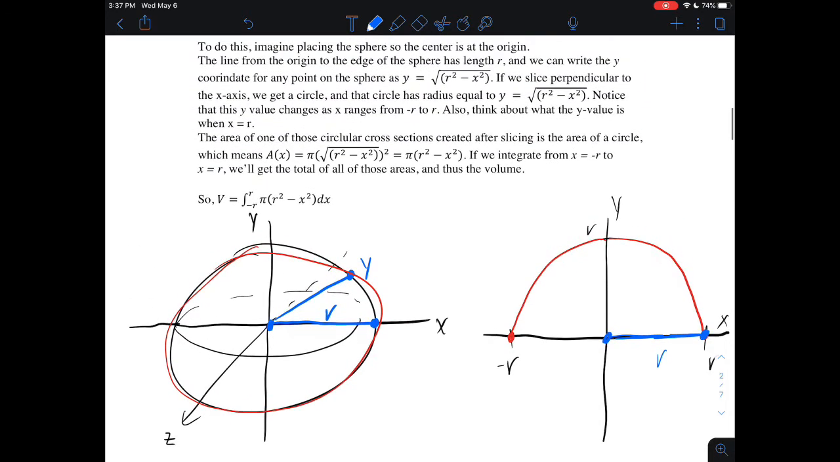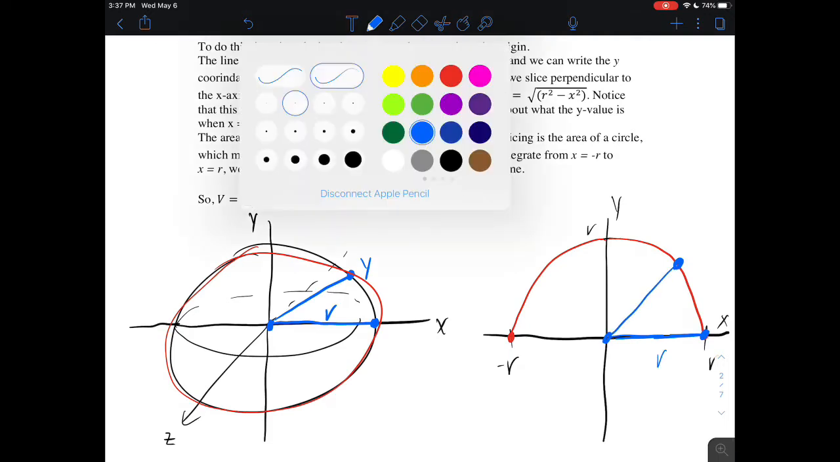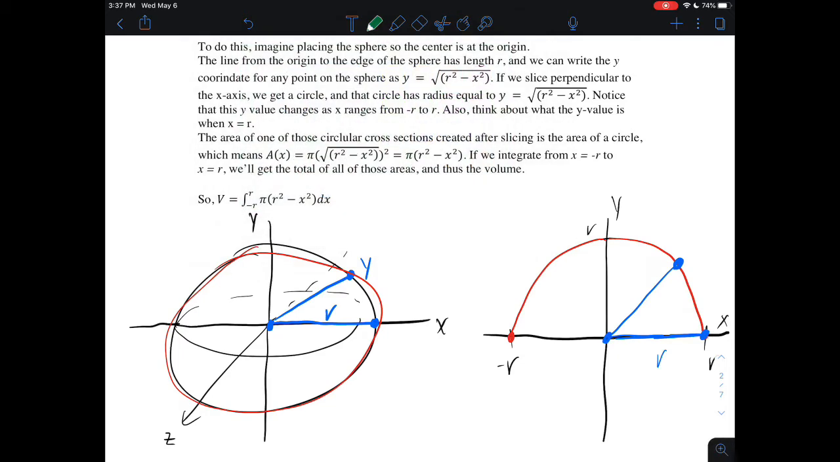And then they're asking us to describe the y-coordinate for any point on the sphere, which I could use this picture and say, okay, here's a point on the sphere. I want to know what its y-coordinate is. So to find that, we're going to use a triangle. And in fact, a right triangle.